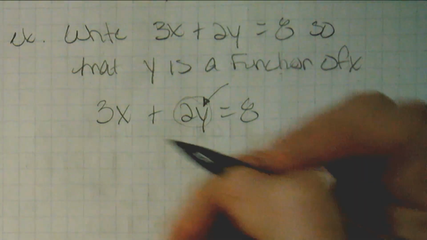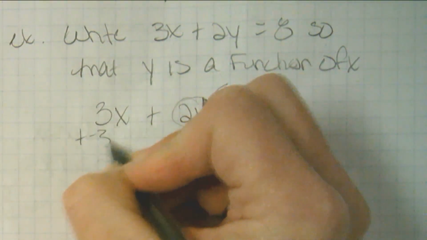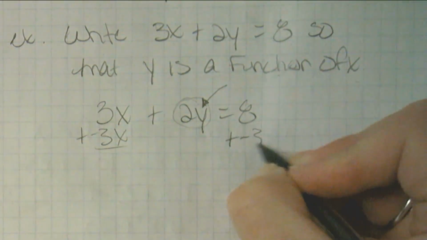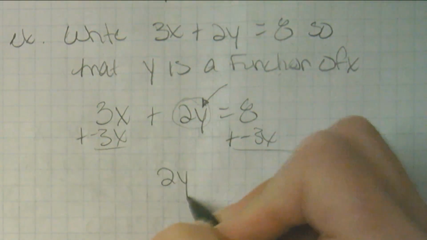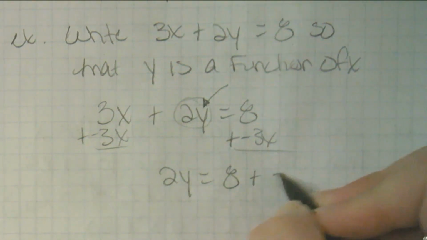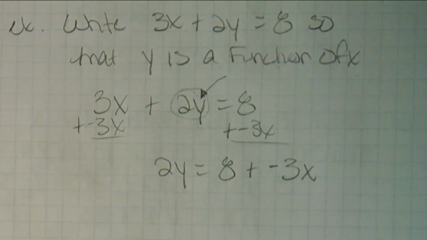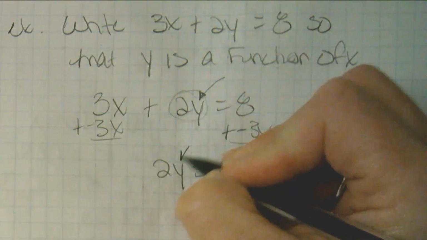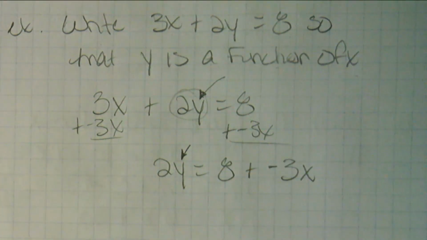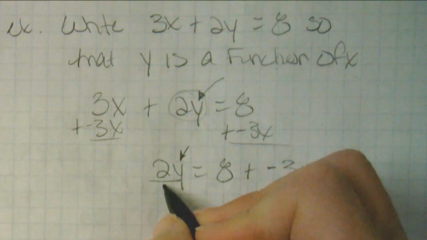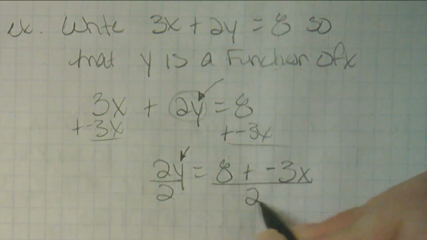Molly? Excellent. I'm going to add negative 3x to both sides. So I have 2y is equal to 8 plus a negative 3x. Now what? Remember, I want to get the y alone. Now what? L? Divide both sides by 2. I'm just going to divide the whole thing by 2.